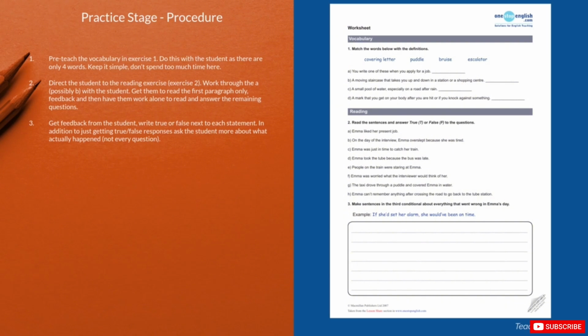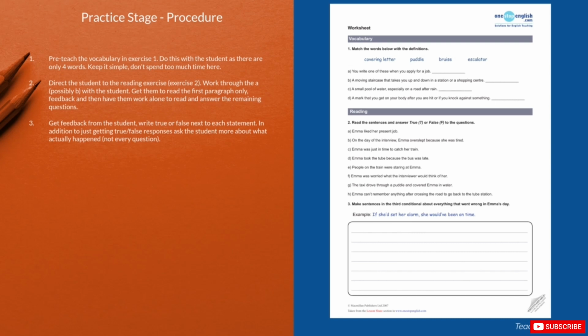the information correctly. If your student's doing really well at this stage, instead of just getting the answers, we could push a little bit more, ask them for a bit more detail. For example, if we look here at E, people on the train were staring at Emma. This is true. So we could then also ask them why. Why were people staring at Emma? You just have to use your judgment. If you think your student is dealing with this well, just push a little bit more.